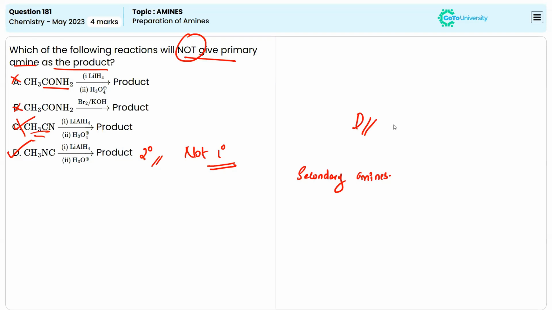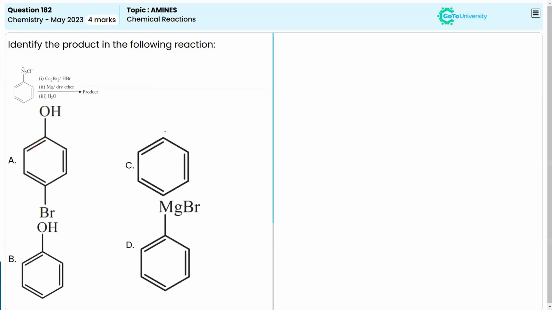Okay, now the next question. We have to find out the product of the given reaction. So the reaction is, we have a diazonium chloride, sorry, benzene diazonium chloride here. The reactants are also given. We have to find out the final product of the reaction. First of all, we have to use each of the given reactants sequentially, which means we have to follow a sequence for the reaction. Then only we can find the final product of the given reaction.